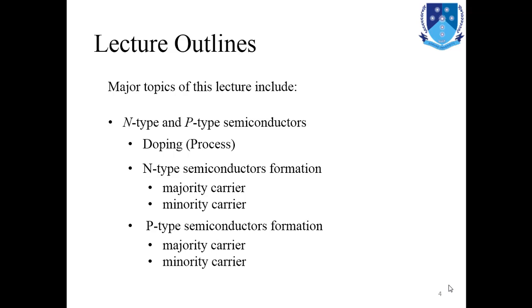As a result of the doping process, the semiconductors can be either N-type material or P-type material. So here we will discuss how an N-type semiconductor is formed and what the majority charge carriers and minority charge carriers are in N-type material. Afterwards, we will discuss how a P-type semiconductor is formed and what the majority charge carrier and minority charge carrier are in P-type semiconductor material.